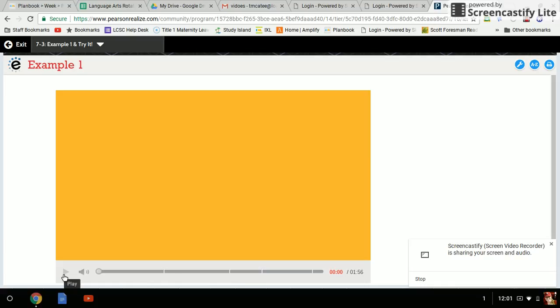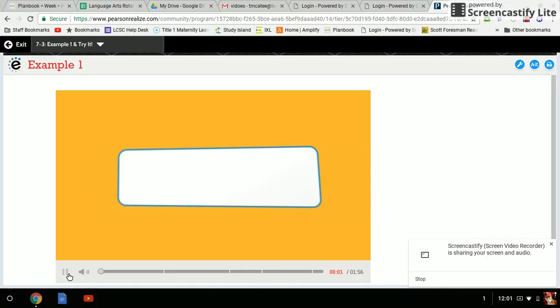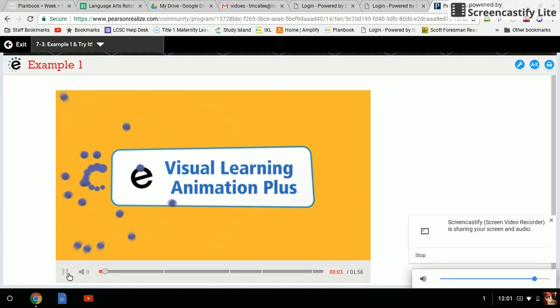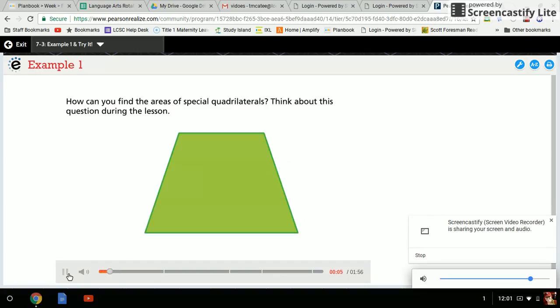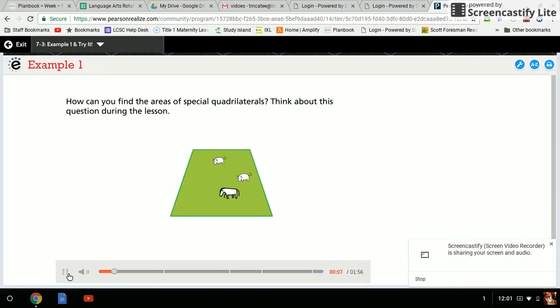Hi guys, today I'm going to walk you through 7-3, finding the area of a trapezoid. Let's take a look at example 1. How can you find the areas of special quadrilaterals? Think about this question during the lesson.